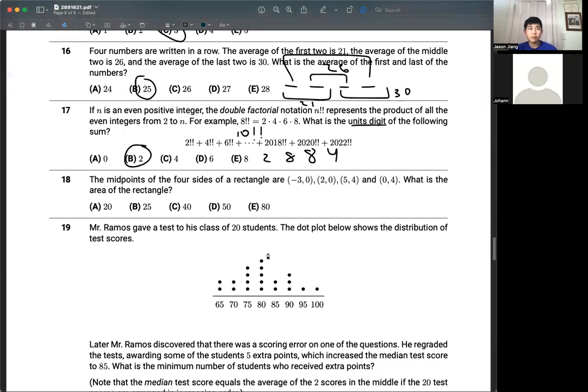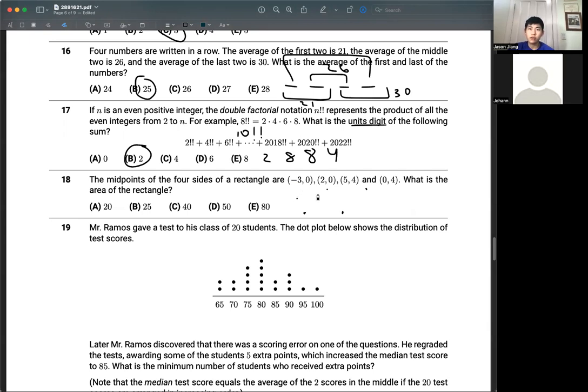Okay, number 18. The midpoints of the 4 sides of a triangle are -3, 0. Let's draw this on a graph. Actually, let's just draw these points. We don't need the graph, right? -3, 0, 2, 0, 5, 4, and 0, 4. Okay, -3, 0, and 2, 0. Those are easier to draw. And then 5, 4, and 0, 4. So we're looking at something like this. And these are the midpoints of the four sides of a rectangle. We want to know what's the area of that rectangle.